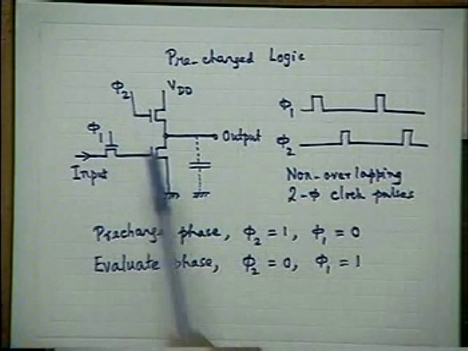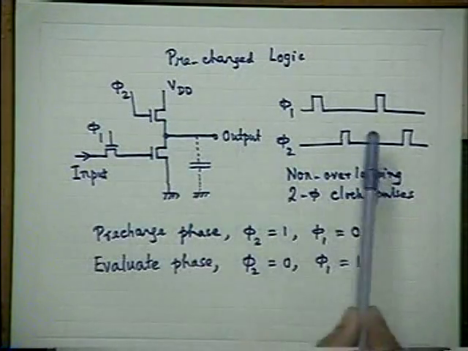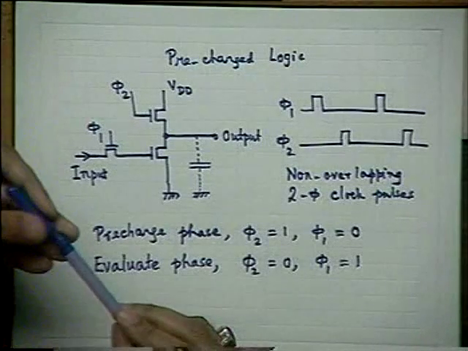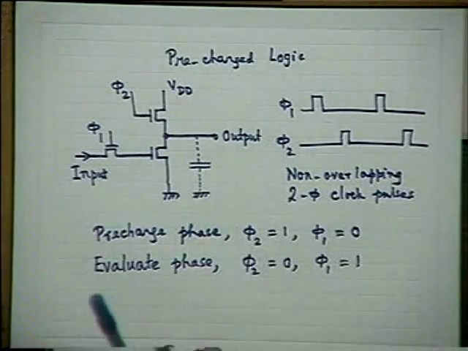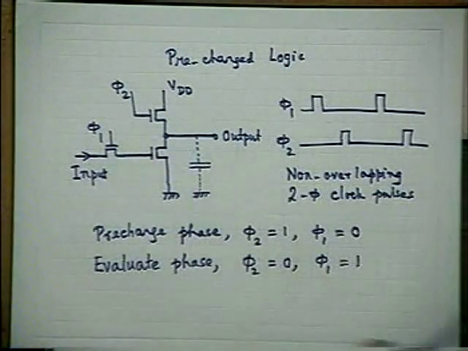But as soon as phi 2 becomes 0, this transistor is off. Because normally the pulse widths are small compared to the pulse repetition period, naturally, for most of the time, these two transistors will remain off.